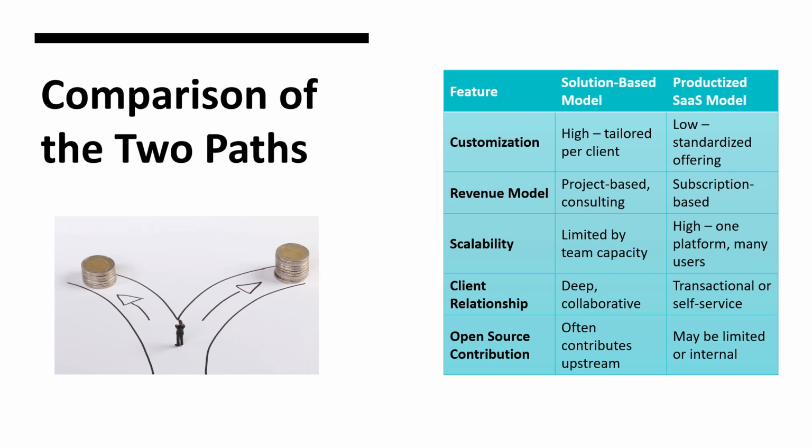And finally, open source contribution. Solution-based firms often contribute upstream, fixes, features, documentation. Software as a service providers may contribute less visibly, focusing on internal improvements or proprietary layers. Both models have their place. The solution-based path is ideal for complex, domain-specific needs. The software as a service model excels in broad, repeatable use cases. The key is alignment with your users, your mission, and your capacity to deliver.